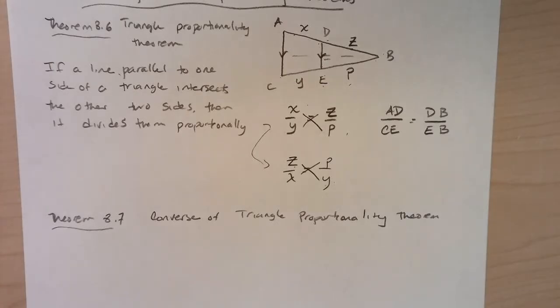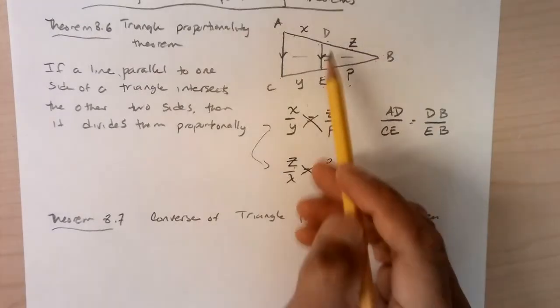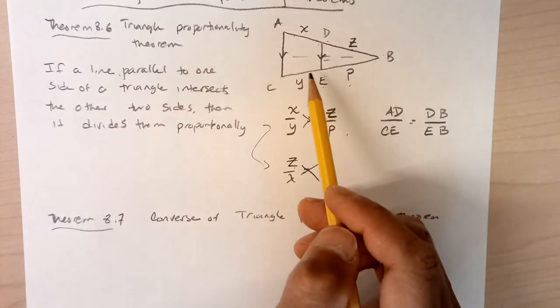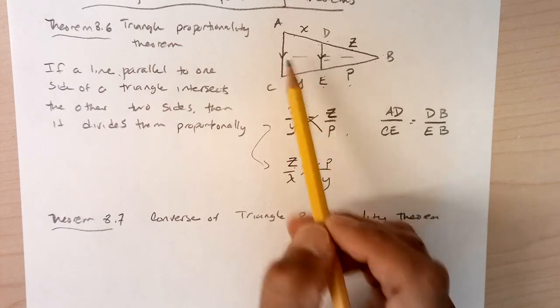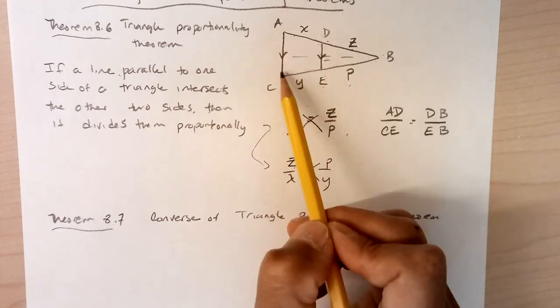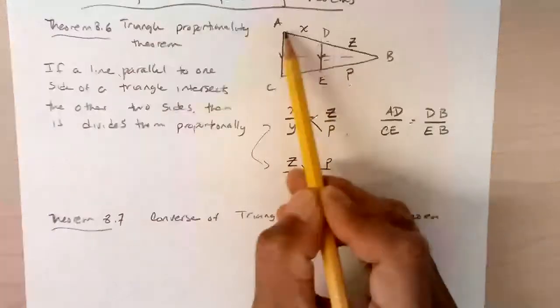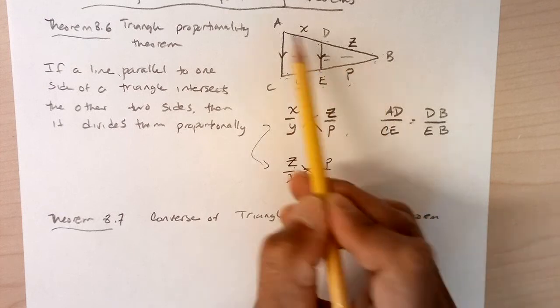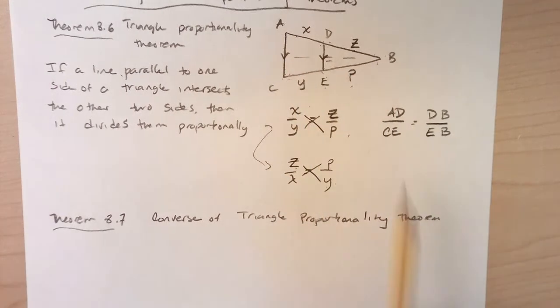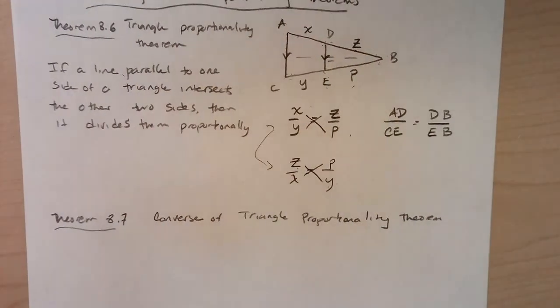Okay, so I've written down the triangle proportionality theorem in words. A line, in this case DE, is parallel to a side of a triangle. In this case, DE is parallel to AC, and it intersects the other two sides of the triangle. So it divides these two sides, AB and BC, proportionally. And I have the proportions written down there.